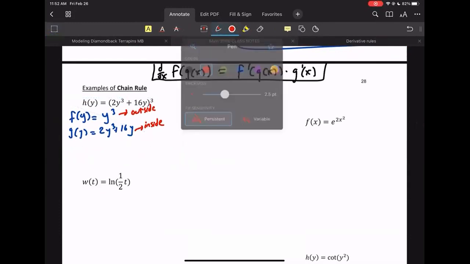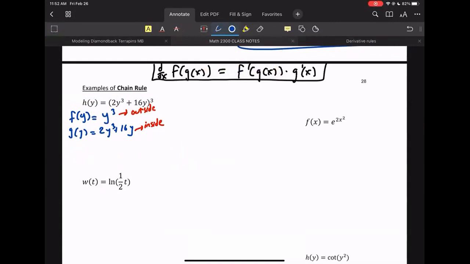So is that okay, identifying those two things? Because now we want to take their derivatives, right? This thing's telling us we need their derivatives. So I'm going to do their derivatives. G prime is an easy one. They're both easy, actually, because they're both power rules. All right, so F prime is just 3y squared. And G prime is 6y squared plus 16.